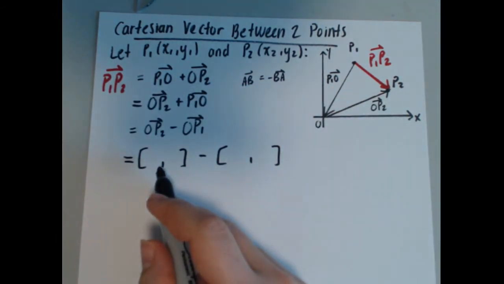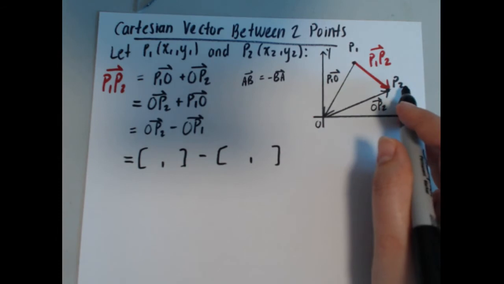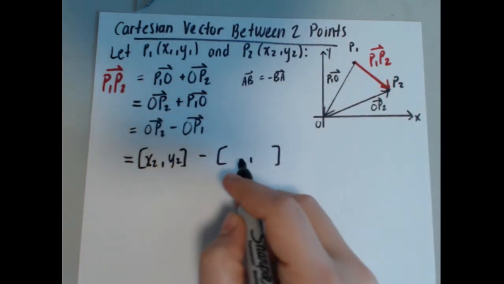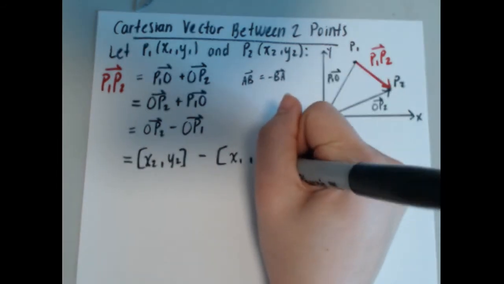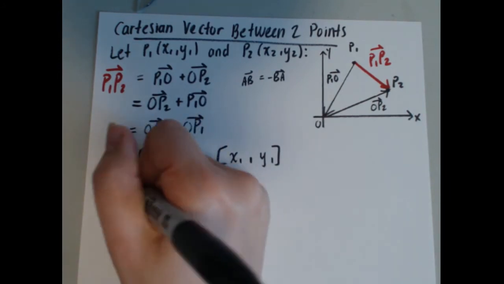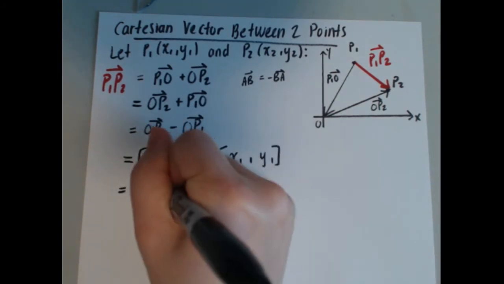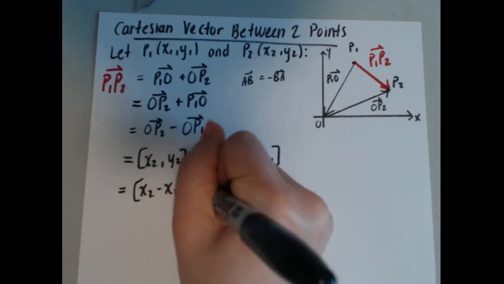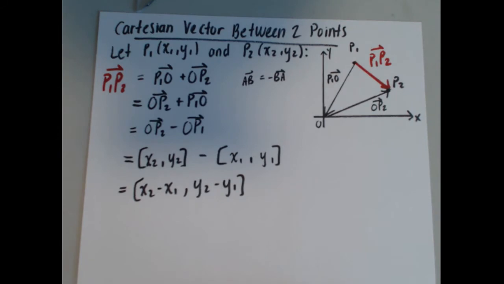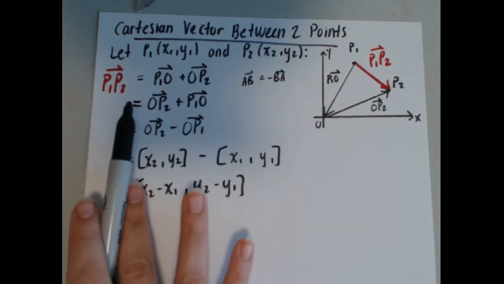So OP2, well, that's this vector, x2 comma y2. And OP1 is x1 comma y1. Now you know how to subtract vectors. You subtract the x components and you subtract the y components. So I have x2 minus x1 comma y2 minus y1. Now keep in mind that's the vector P1P2.